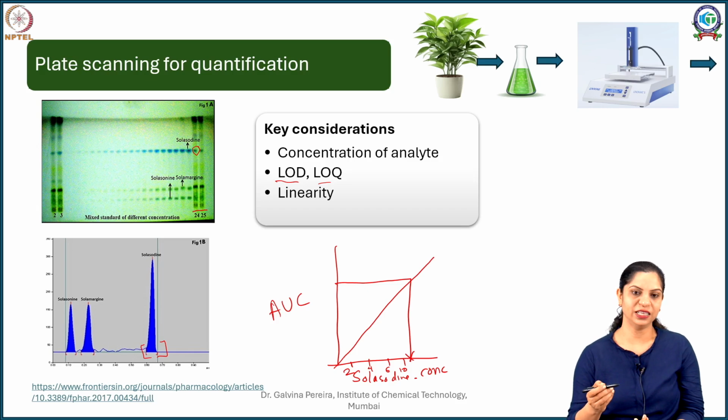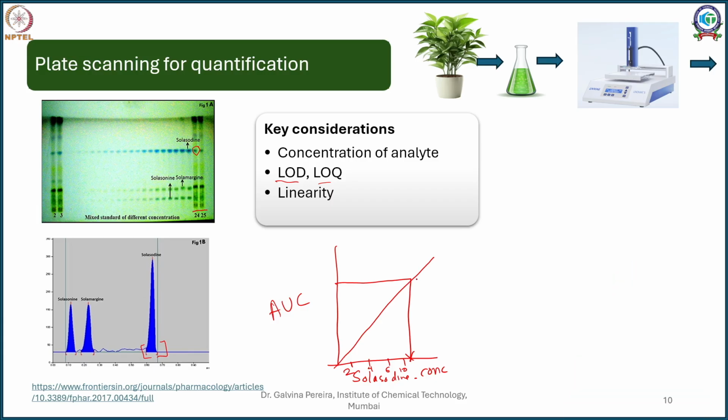Whenever you try to quantify, there is something called the slope of this curve. Now if you take the standard deviation of these values, whatever you are getting in your standard curve, then 3.3 times the standard deviation divided by the slope is what is called your LOD, that is the limit of detection. That much quantity you can detect.